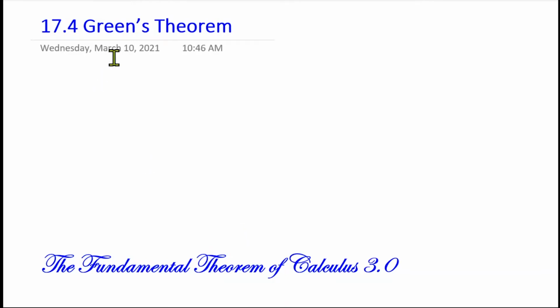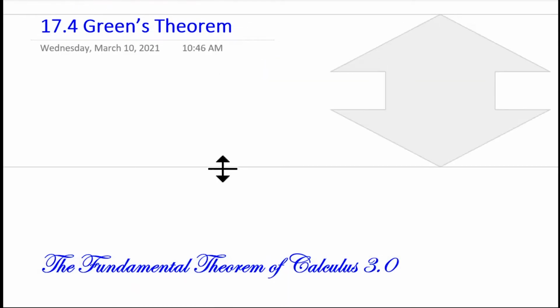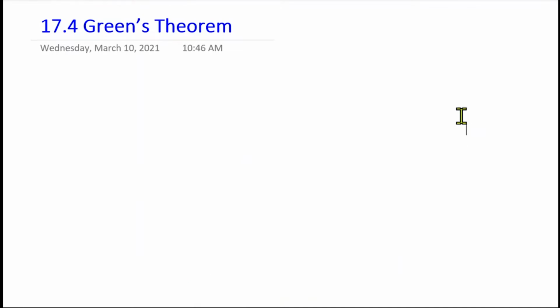Today's topic is Green's theorem. This is the third one in the fundamental theorem of calculus series, so I named it 3.0. Green was a mathematician and physicist, and is a big deal in applied maths and physics. He came up with this. But let's first review 1.0 and 2.0 of the fundamental theorem.